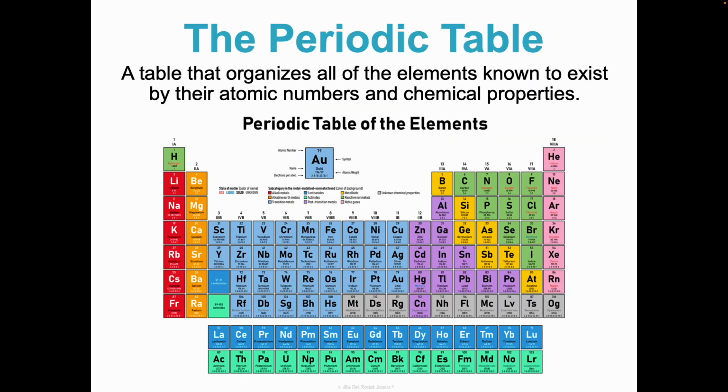So the periodic table is a table that organizes all of the elements known to exist by their atomic numbers. And in doing that, we also see that they're organized by their chemical properties. So there are some really cool patterns and trends in the periodic table. I'm going to teach you about just a few of them today, but essentially they're arranged by atomic number. And in doing that, there ends up being some other cool things too.